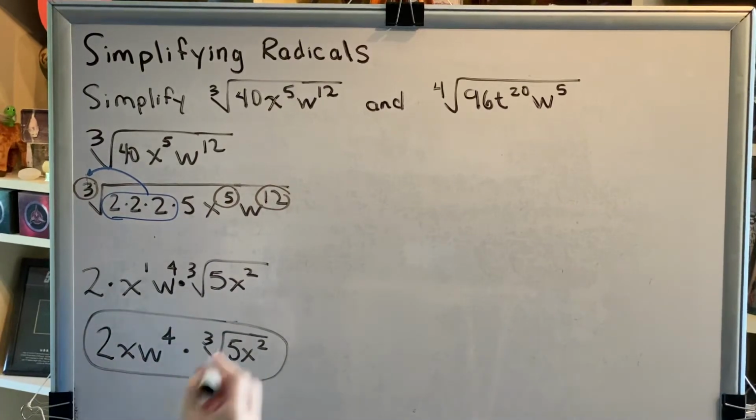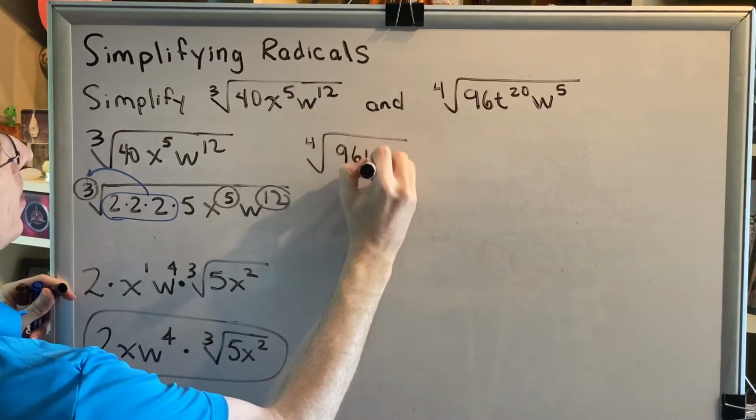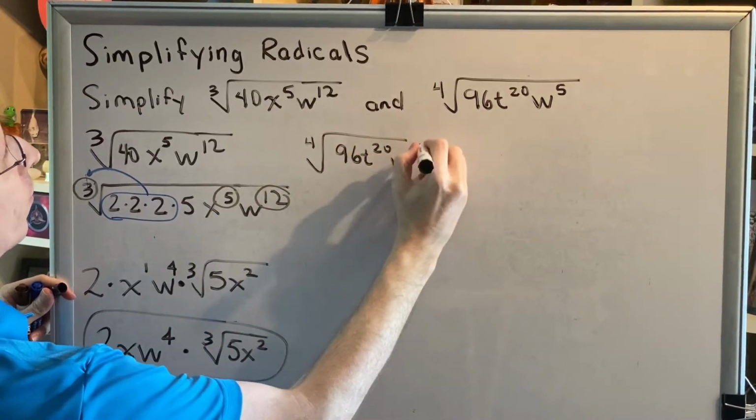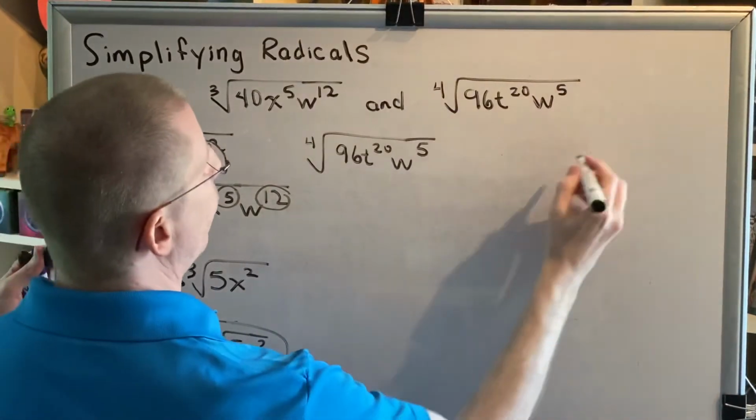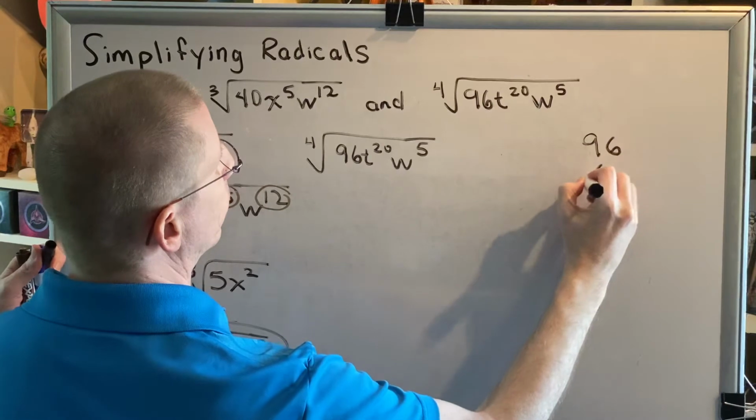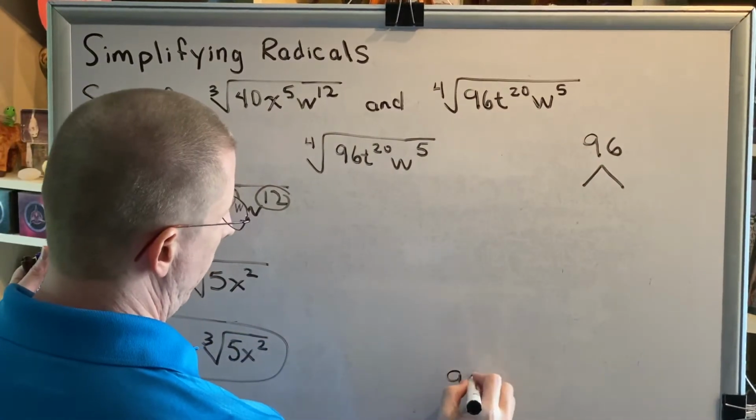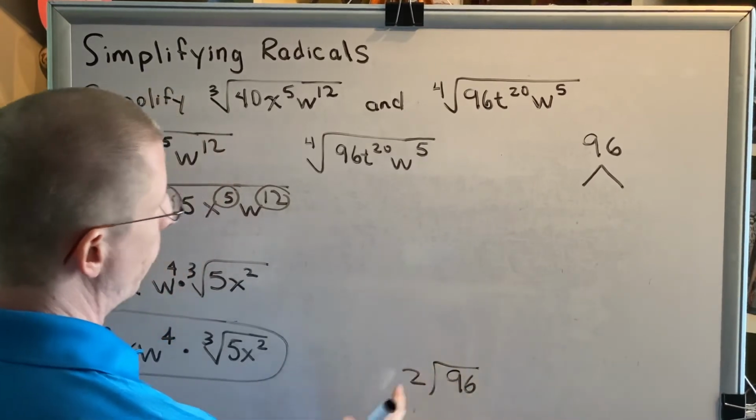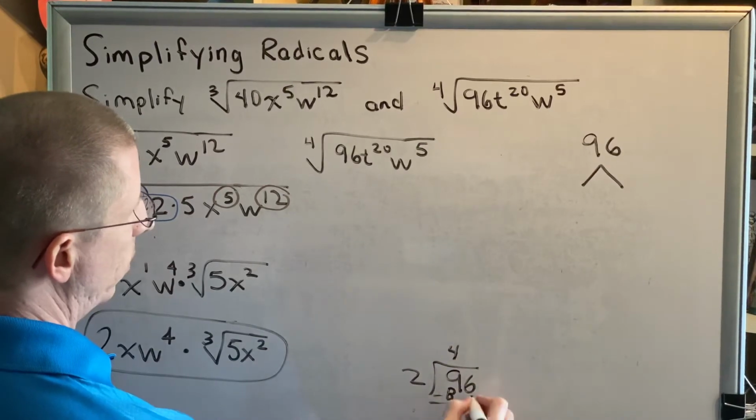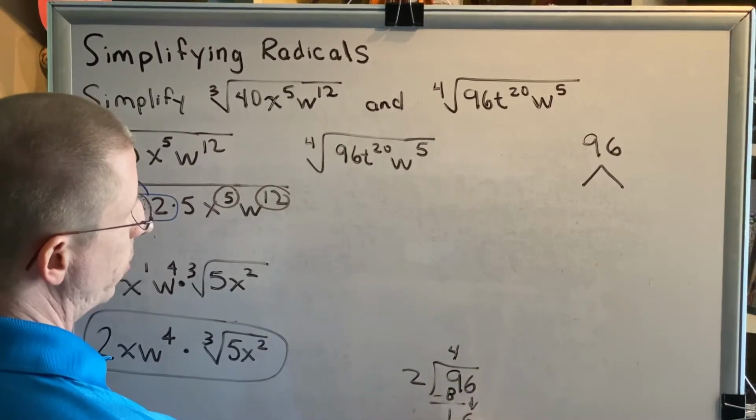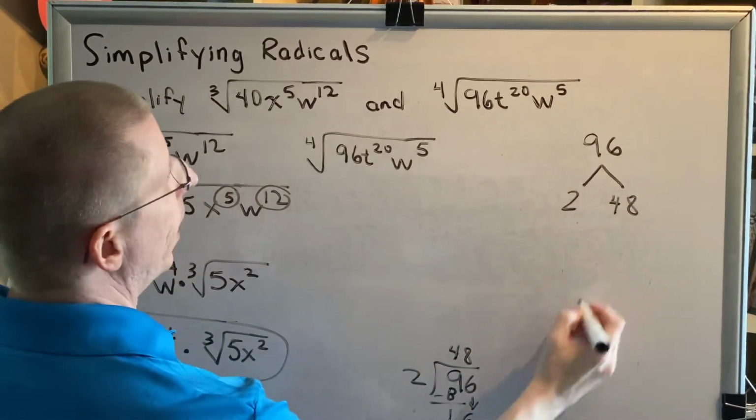Okay, this one's a fourth root. So I have the fourth root of 96 t to the 20th w to the 5th. Okay, so let's do a factor tree for 96. 96 is an even number. It ends in 2, 4, 6, 8, or 0. 2 goes into 9 4 times. 4 times 2 is 8. Subtract gives you 1. Bring down the 6. 2 goes into 16 8 times. So this is 2 times 48.